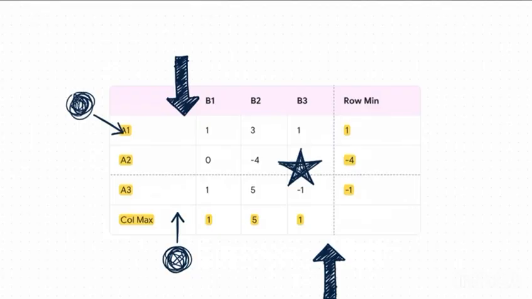Okay, let's apply our procedure. First, let's find the minimum of each row. For row A1, the minimum is 1. For A2, it's -4. For A3, it's -1. Now for the columns. The maximum of column B1 is 1. For B2, it's 5. And for B3, it's 1.